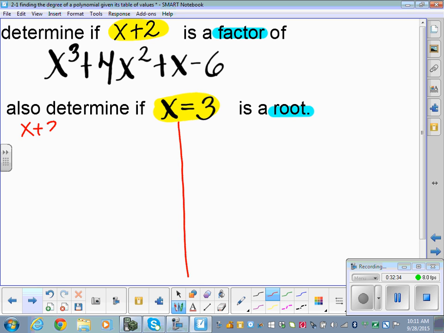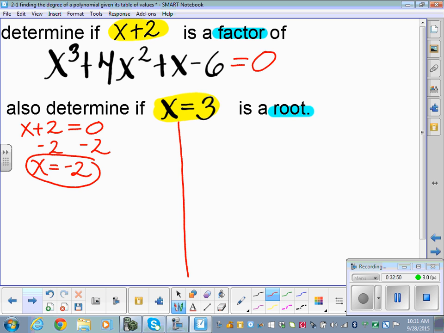So if x plus 2 is a factor, a linear factor, then we know linear factors can be set equal to 0 as long as the polynomial is set equal to 0. And then we can find the root. So we would subtract 2, subtract 2, so we would get x is equal to negative 2. Well, if this is a linear factor, then this root, when you plug it back into the original problem, better be 0. So if I plug it in, I'll have negative 2 cubed plus 4 times negative 2 squared plus negative 2 minus 6 is equal to 0. Do you see that I'm just plugging it in?